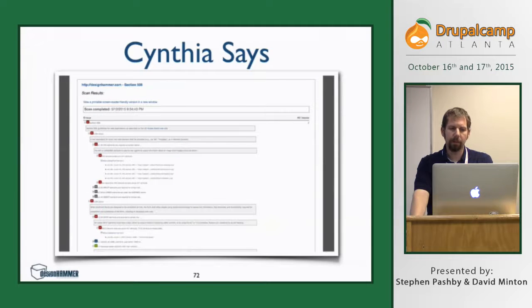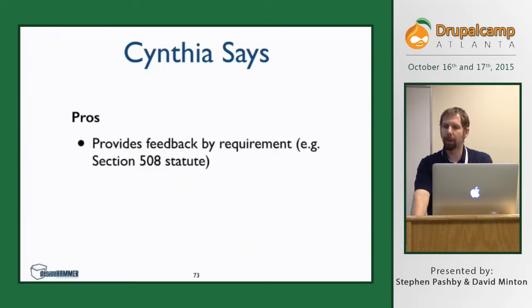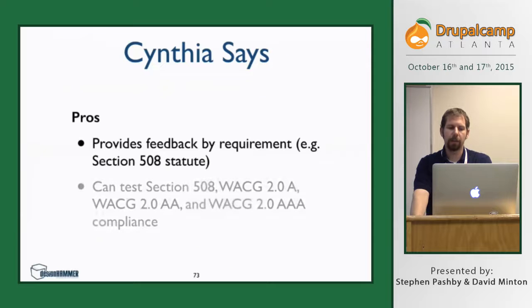So Cynthia Says is software as a service. Here's an example of what it outputs. It's a little small. We probably ought to make this slide bigger next time. Basically, it will go through and say, here are what fails, here's what needs a manual check. Some nice things with Cynthia Says: it provides feedback by requirement, particular 508 statutes, etc. You can set it to test 508 or the different WCAG compliance standards.